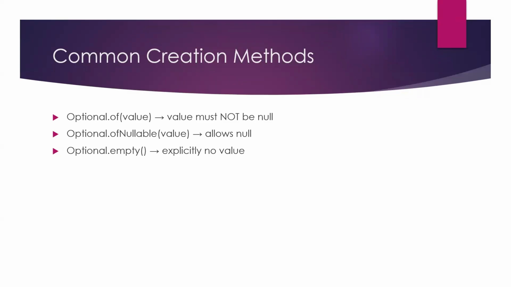Okay, let's discuss common creation methods for optionals. So there's Optional.of. Optional.of creates an optional, but in this case, the value cannot be null. So you have to be pretty sure that there's not a null value. Optional.ofNullable means that you can pass in a null value. Optional.empty means there is explicitly no value. You create an optional which is empty.